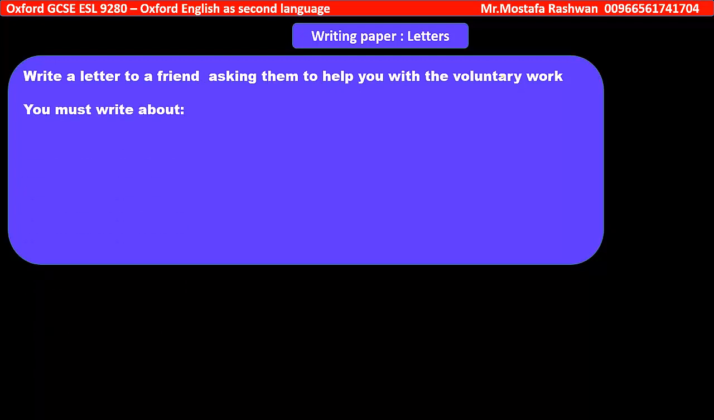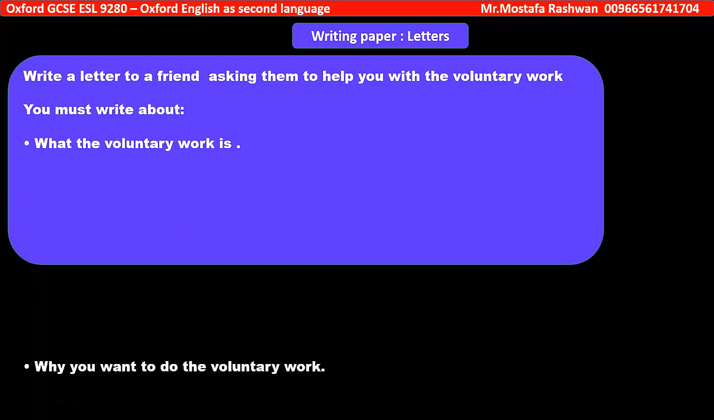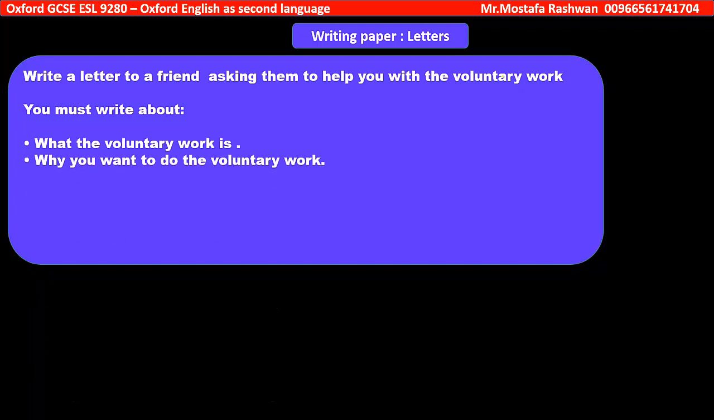Here are the bullet points. You must write about what the voluntary work is, why you want to do the voluntary work, and why your friend should help. To analyze the question, as we agreed earlier: number 1, a friend, so it means the piece of writing is informal writing. Asking them to help means you will use request language and request expressions.